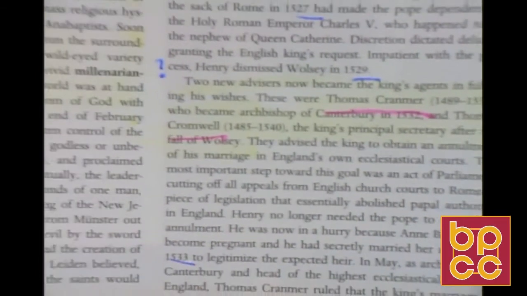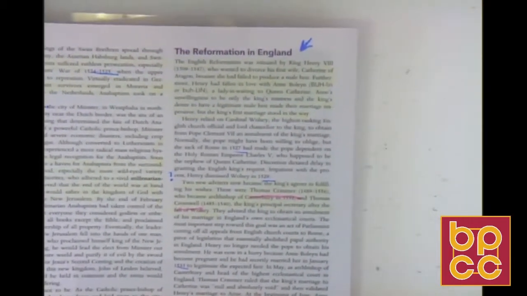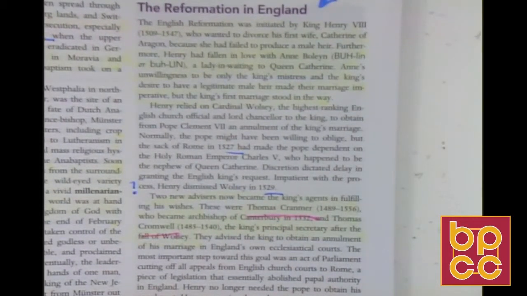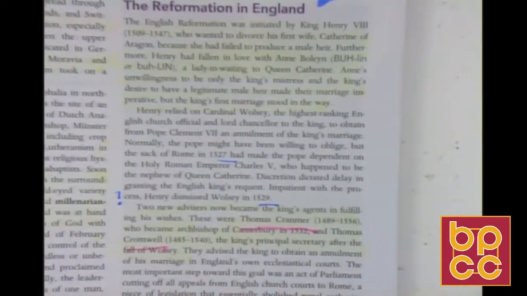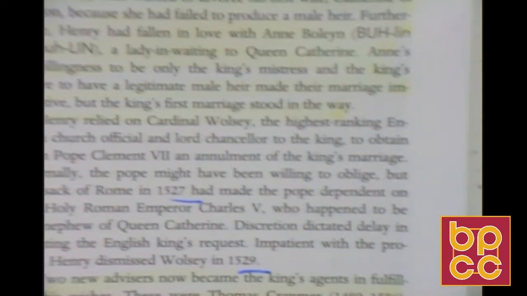And then the textbook switches from Europe to England, and I do know that that's part of Europe, but it's not on the main continent of Europe. So the Reformation in England tells me in the very first sentence that it was initiated by King Henry VIII, and it gives some of the history there. Oh, I do like the way this book gives some of the phonetic pronunciations of these difficult words. Anne Boleyn, it tells me how to pronounce her name.